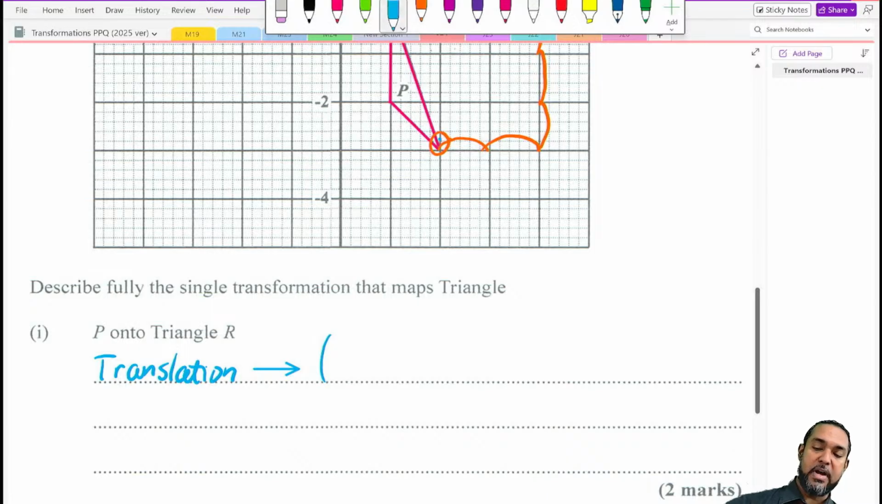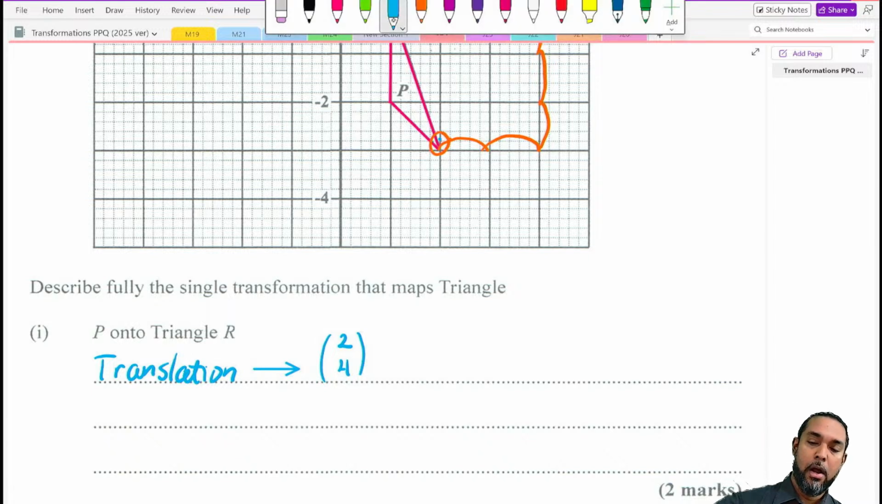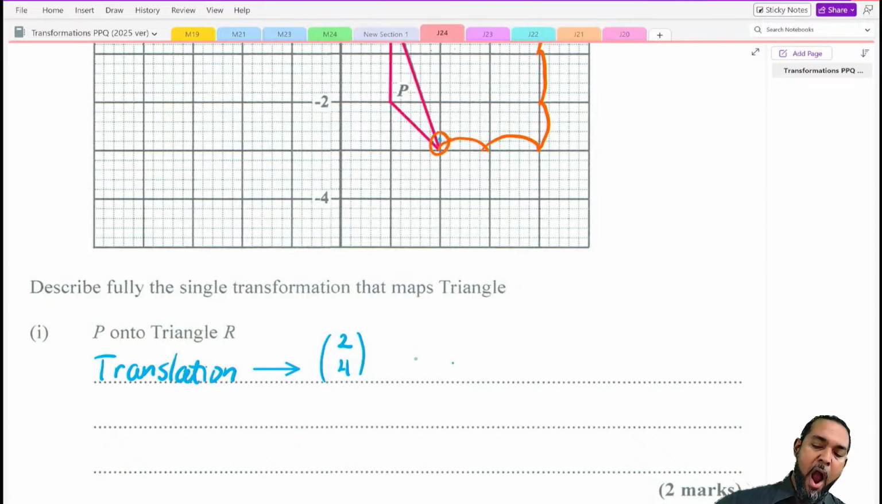And remember, with translation vectors or vectors on the whole, the horizontal goes on top and the vertical goes below, right? The horizontal goes on top, vertical goes below. And if it's positive, you go to the right. If it's negative, you go to the left. For the vertical, if it's positive, you go up, and if it's negative, you go down. Right? So it's a translation with vector. This is what we call the vector, the translation vector, or vector of translation.